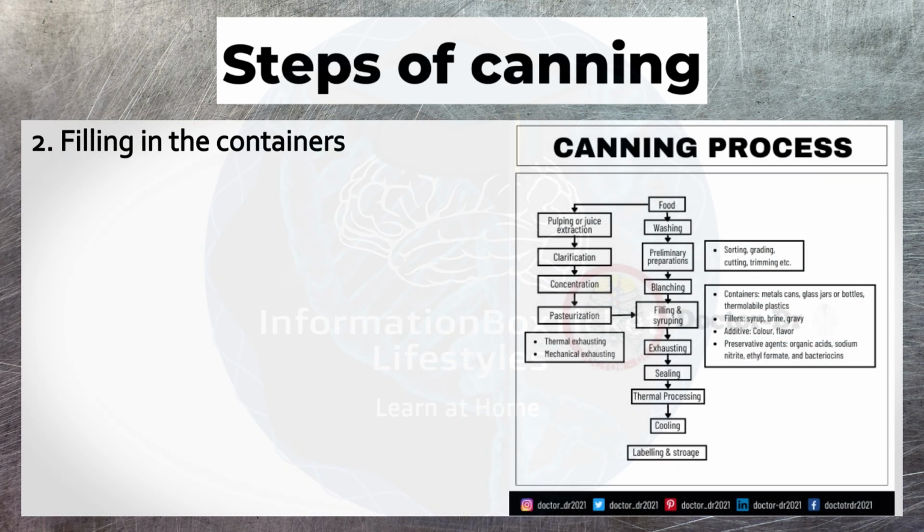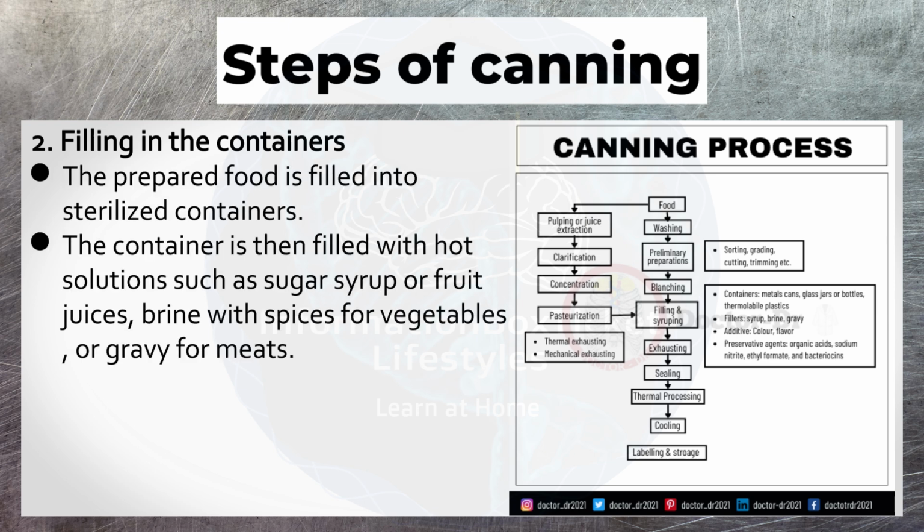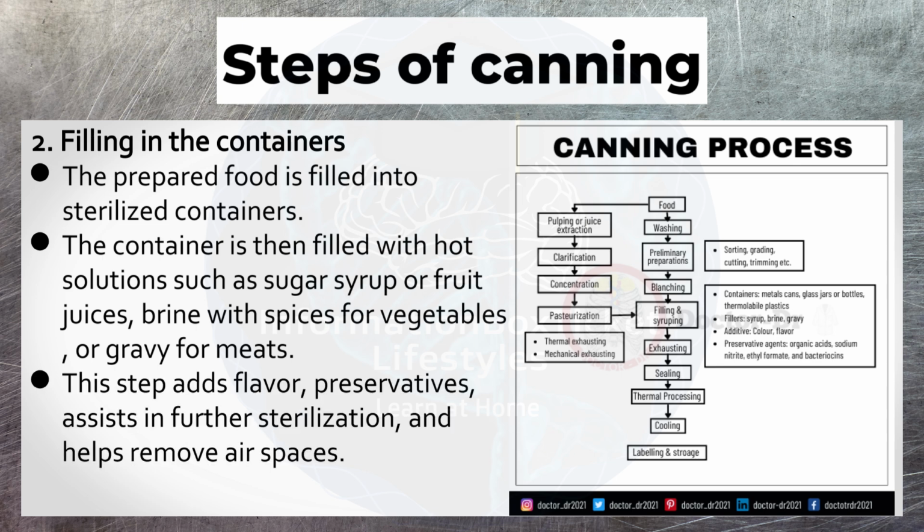2. Filling in the containers. The prepared food is filled into sterilized containers. The container is then filled with hot solutions such as sugar syrup or fruit juices, brine with spices for vegetables, or gravy for meats. This step adds flavor, preservatives, assists in further sterilization, and helps remove air spaces.